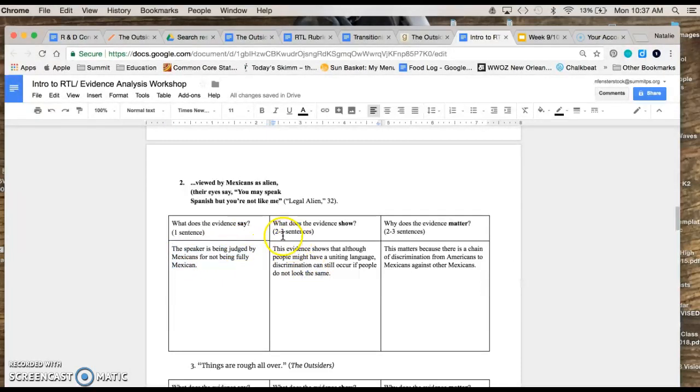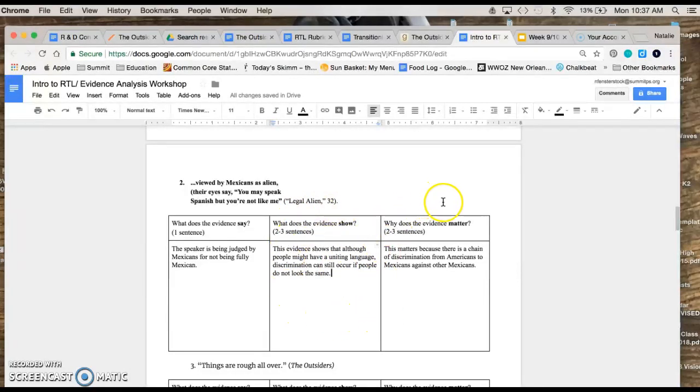The next piece, what does the evidence show? This is your explanation of the evidence within the story. What do we learn about a character? What do we learn about the story? It says this evidence shows that although people might have a uniting language, discrimination can still occur if people do not look the same. So that's our explanation, our show.